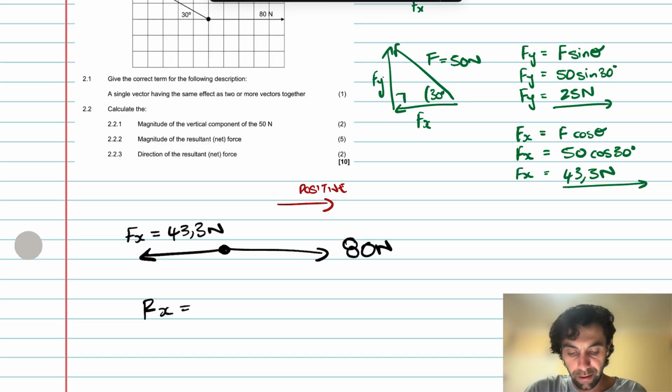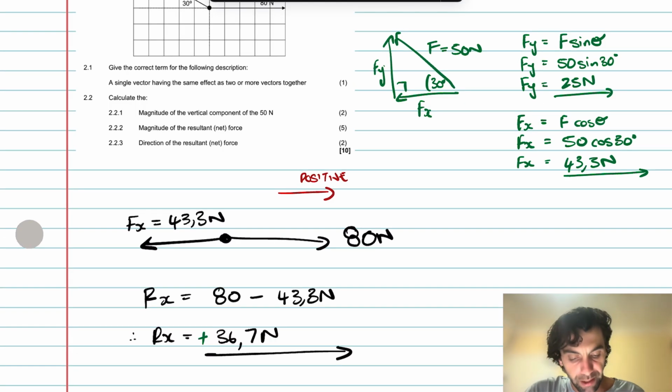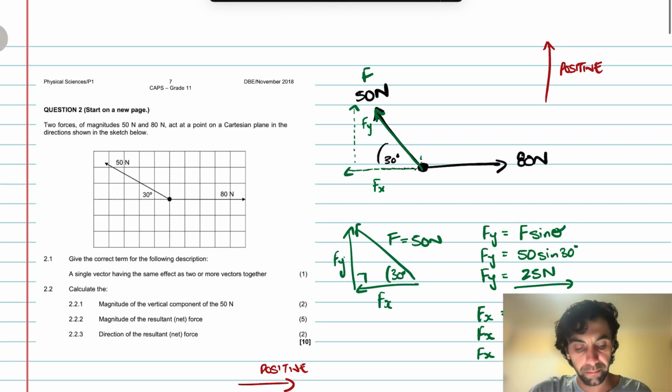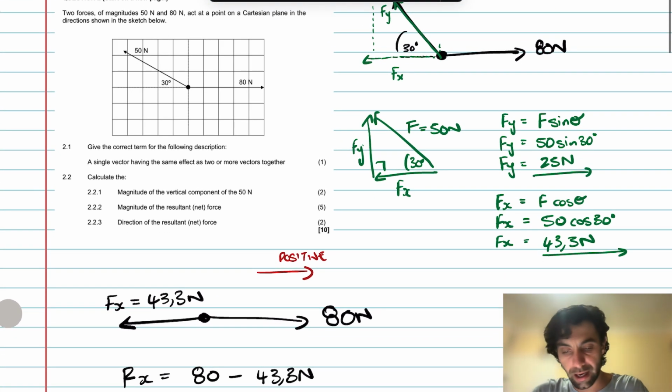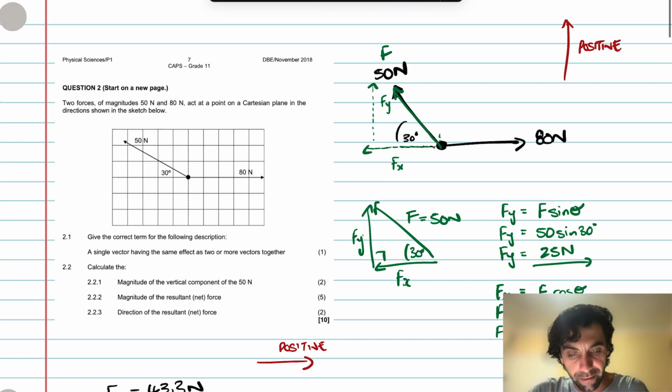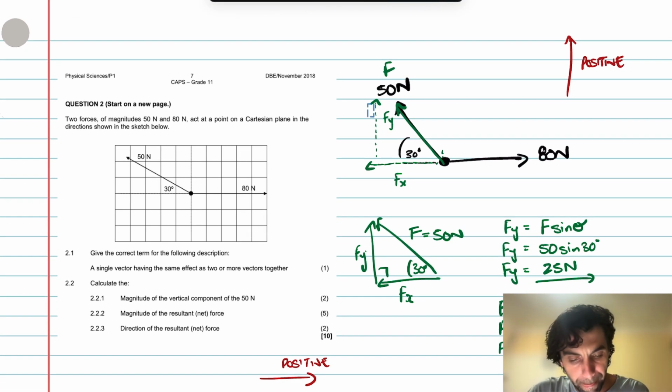So we therefore find that Rx is going to be equal to 36,7 newtons, okay? And notice that this is a positive value, which basically means it is acting to the right. If we now resolve our vertical components, we'll find that we only have one force acting upwards, and that is the Fy over here.